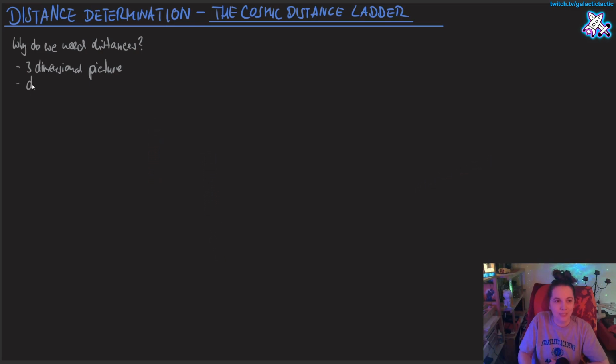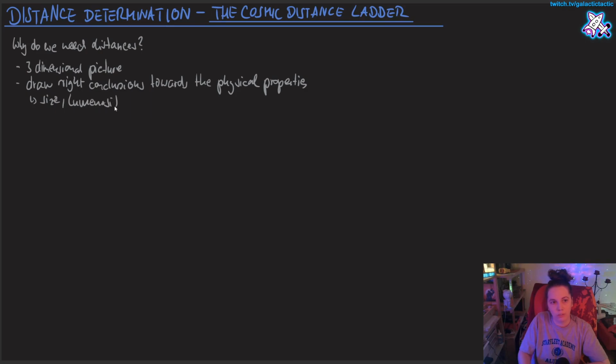We wanna draw conclusions towards the physical properties, like size and luminosity. For example, I mean, there are many other things like metallicity.